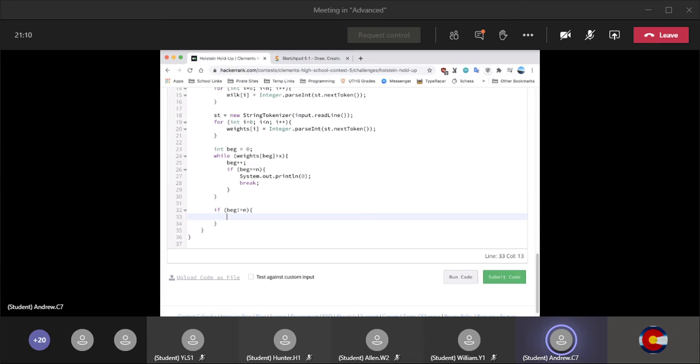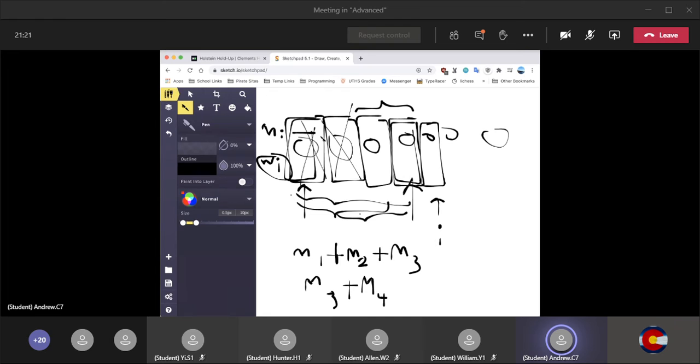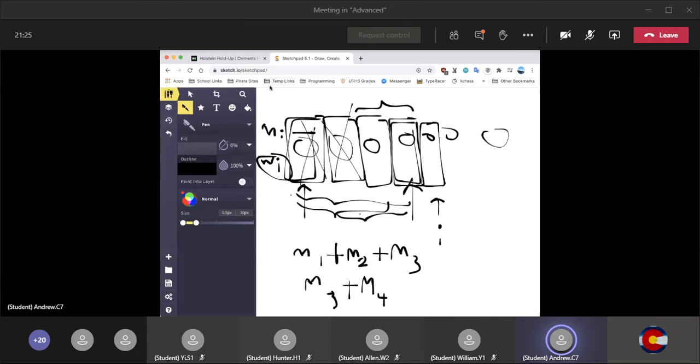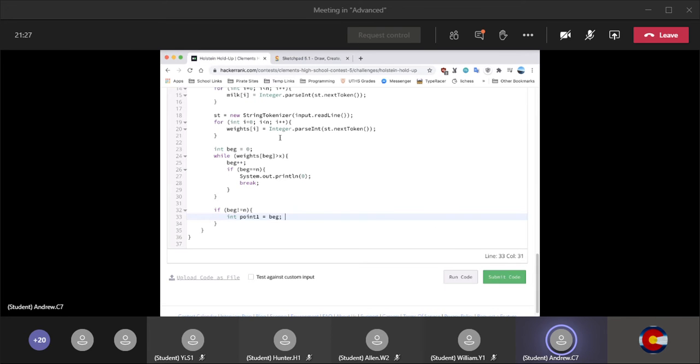So let's say point 1 would just be the beginning position. Initially, the only cow we have is the one at the position beg, the first cow that we can actually pick up. So the beginning position and the ending position would both just be equal to this.